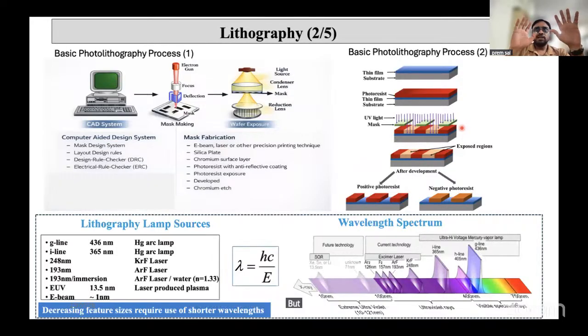But at the lab level, it is simple. Take any CAD software, and you draw the rectangles, and the rectangles can get converted into the design. So how is that done?